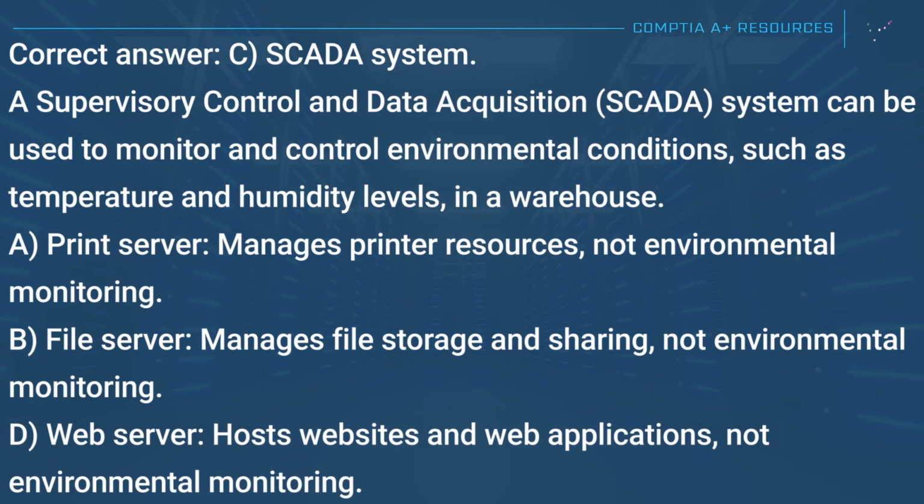Correct answer, C, SCADA system. A supervisory control and data acquisition, SCADA, system can be used to monitor and control environmental conditions such as temperature and humidity levels in a warehouse.